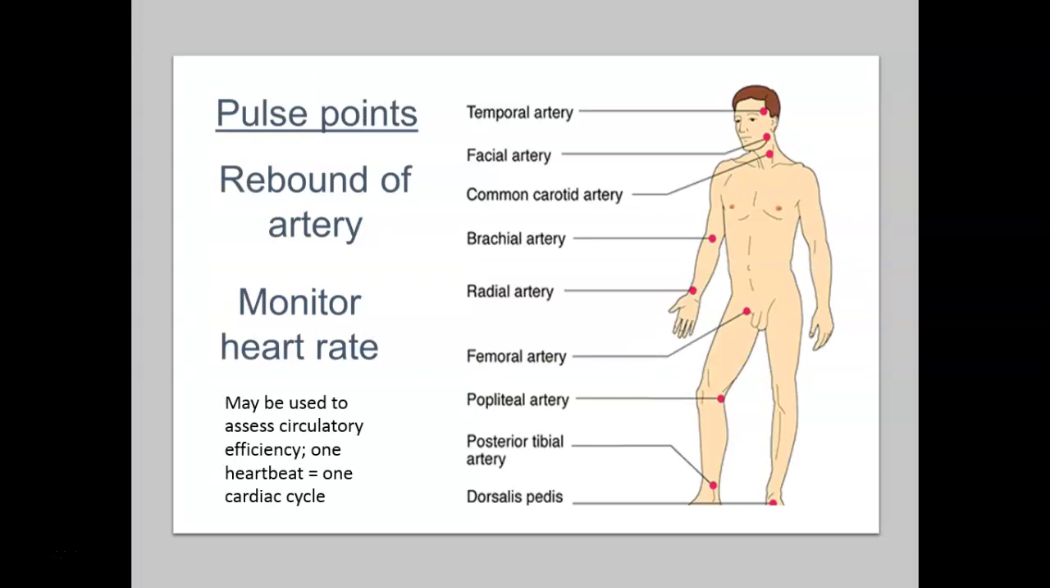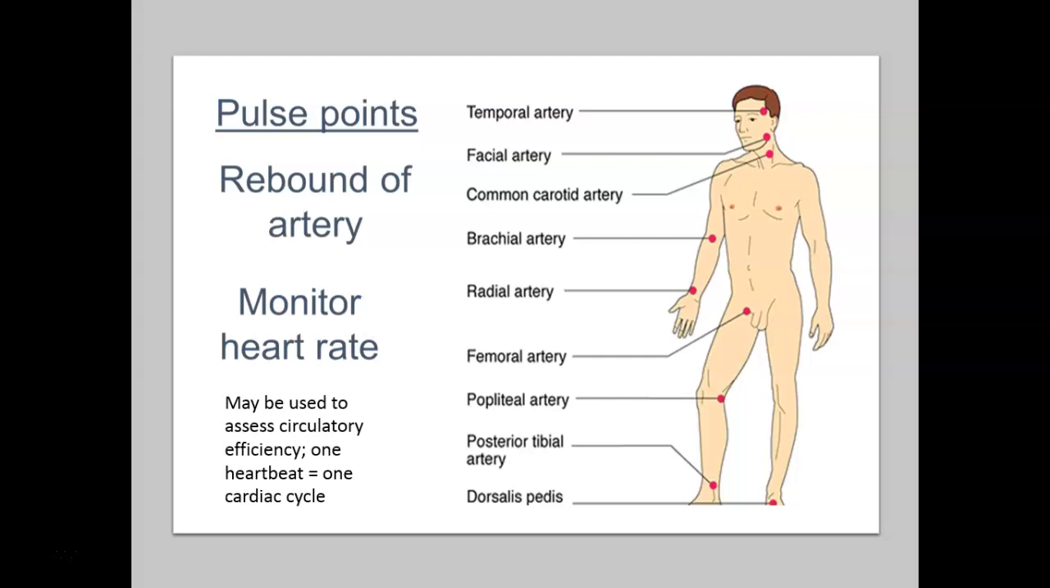Another way that you can assess circulatory efficiency is to use pulse points. So pulse is simply the rebound of an artery. Remember, when the heart contracts, the left side of the heart, that systemic pump, is pushing blood out through the aorta to the arteries of the body. Artery is taking blood away. So there are areas where you have more superficial arteries that are easy to palpate.